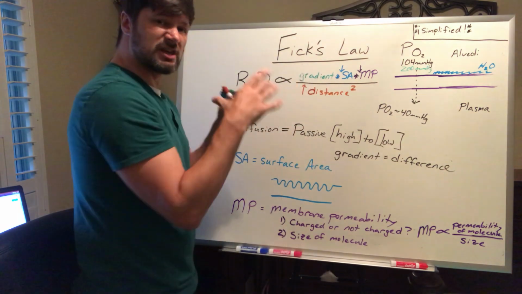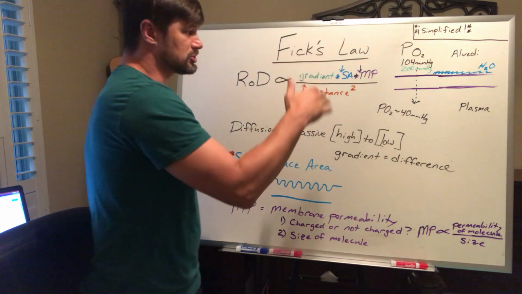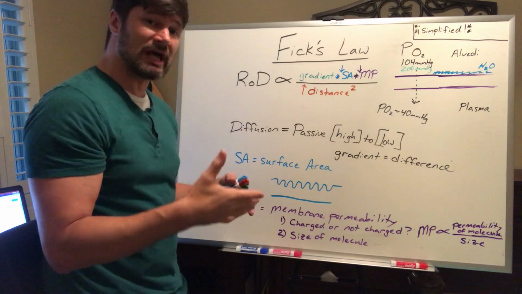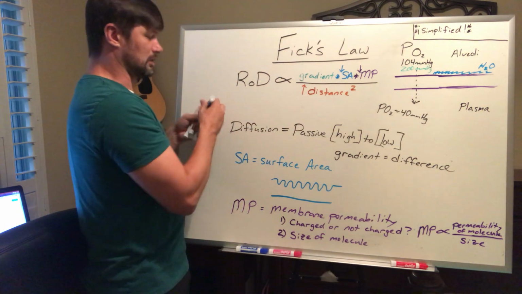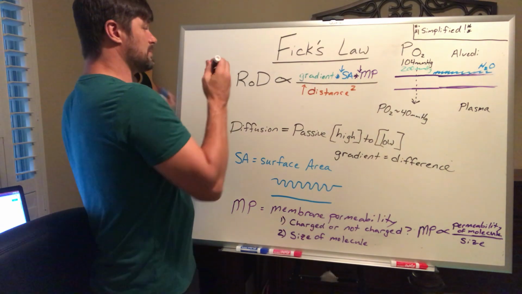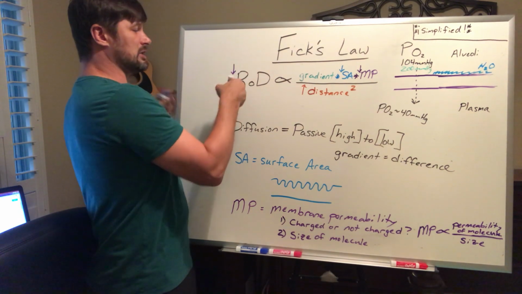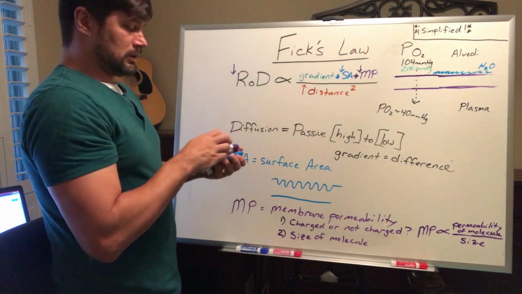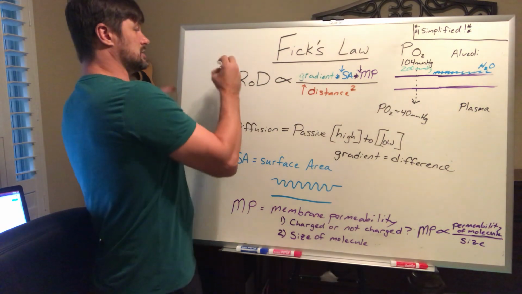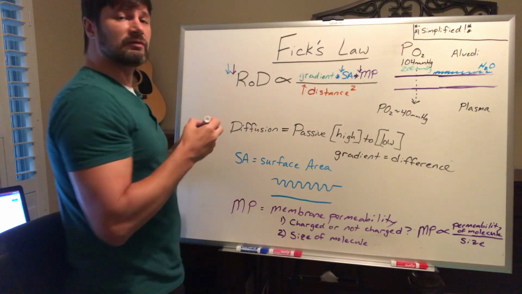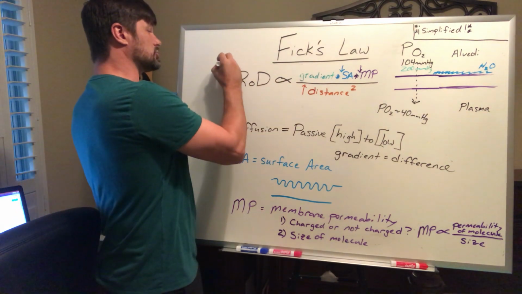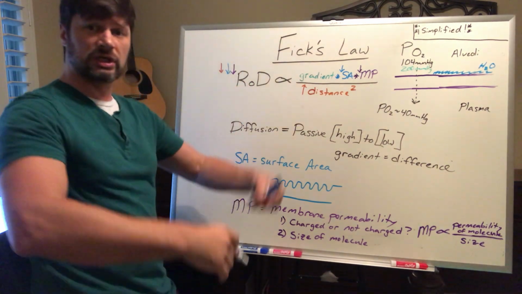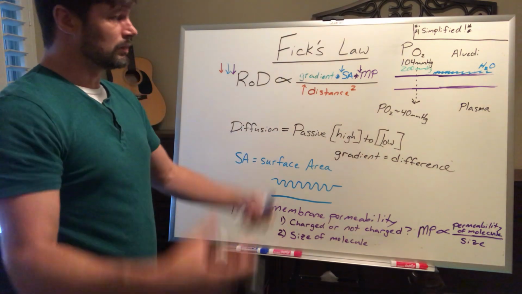The membrane permeability starts to drop. The effective surface area for diffusion starts to drop. The distance things need to travel starts to go up. Let's look at what happens over here. The effective membrane permeability just drops, so the rate of diffusion drops. The surface area just decreased, so the rate of diffusion drops even more. The distance it has to travel increases, so it decreases the diffusion even more.